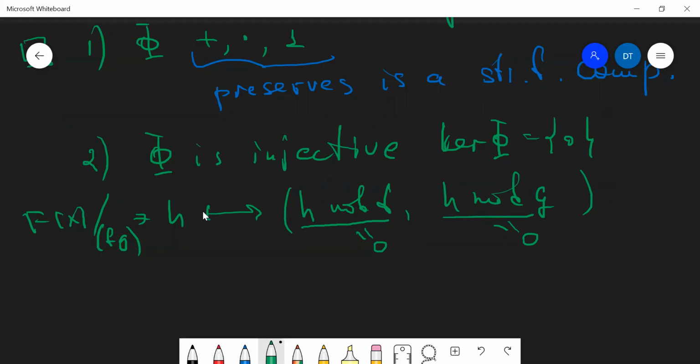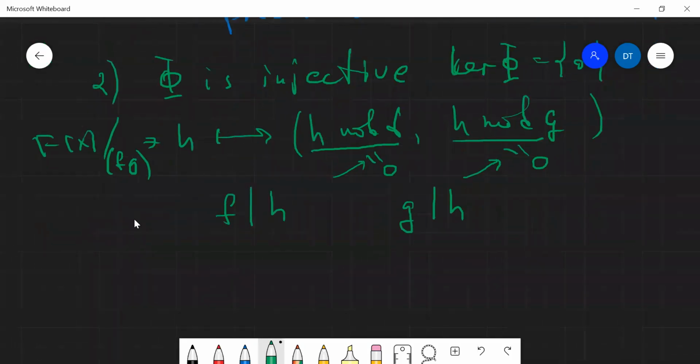But what does it mean that h goes to 0 here? It means that f divides h. What does it mean that h goes to 0 here? It means that g divides h. The remainder is 0. But now we know that f and g are coprime.